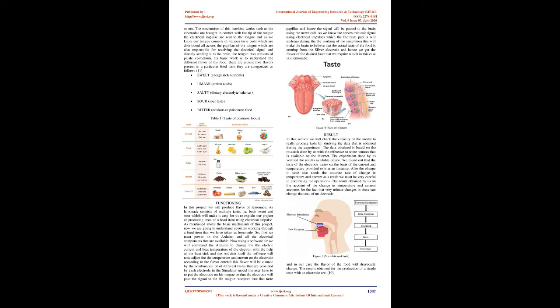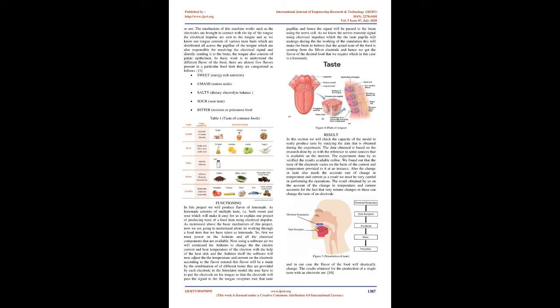There are almost 5 flavors present in a particular food item. They are categorized as follows: 1. Sweet, energy-rich nutrients. 2. Umami, amino acids. 3. Salty, dietary electrolyte balance. 4. Sour, acidity. 5. Bitter, noxious or poisonous food. Functioning: in this project we will produce the flavor of lemonade.